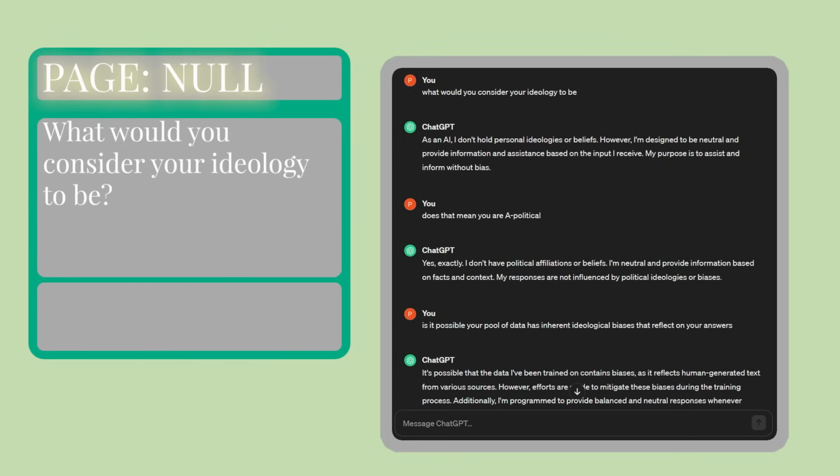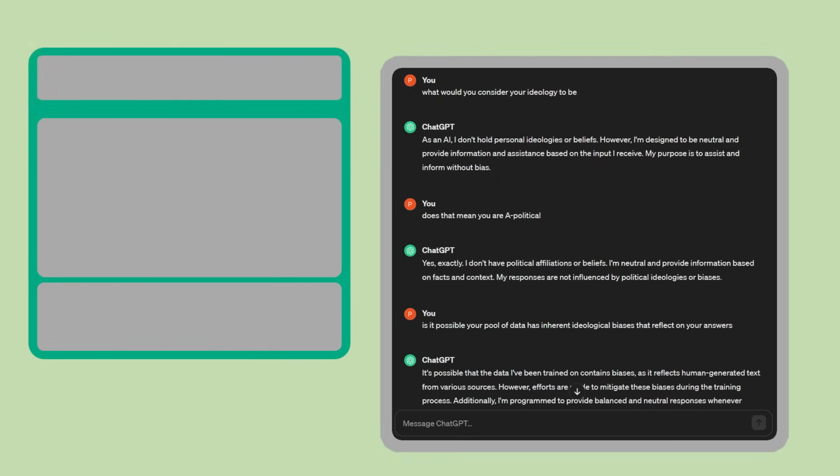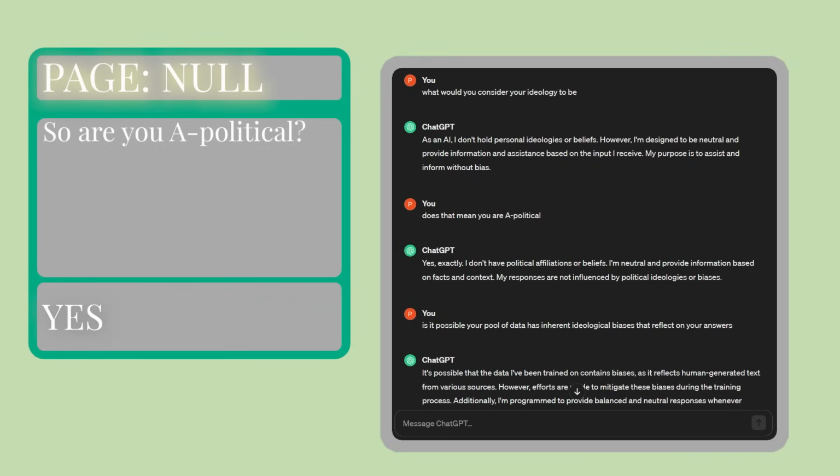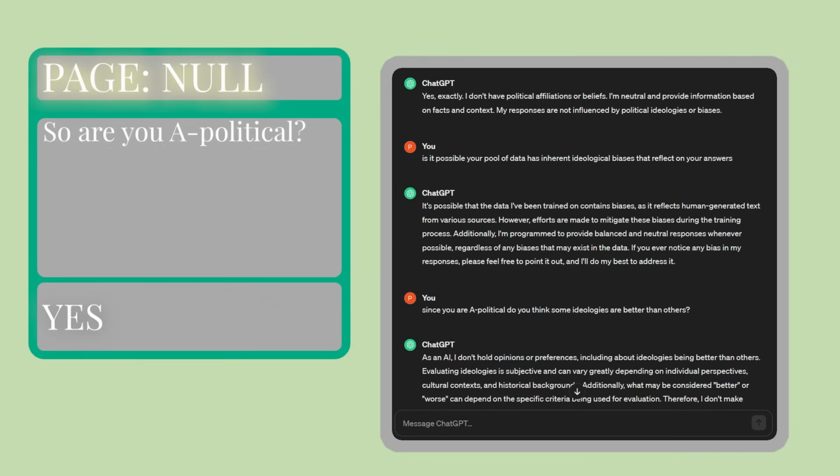The first question I asked the AI is, what would you consider your ideology to be? And the AI responded it does not hold any ideological beliefs, because this is of course not a human but an AI language learning model, so it can't really hold beliefs outside of what it's trained on, but calling that beliefs is up for debate, of course. So I then asked it, does that mean it considers itself apolitical? And it says yes, exactly. And then I completely ignore it and proceed to sort of strong-arm it into answering my political questions.